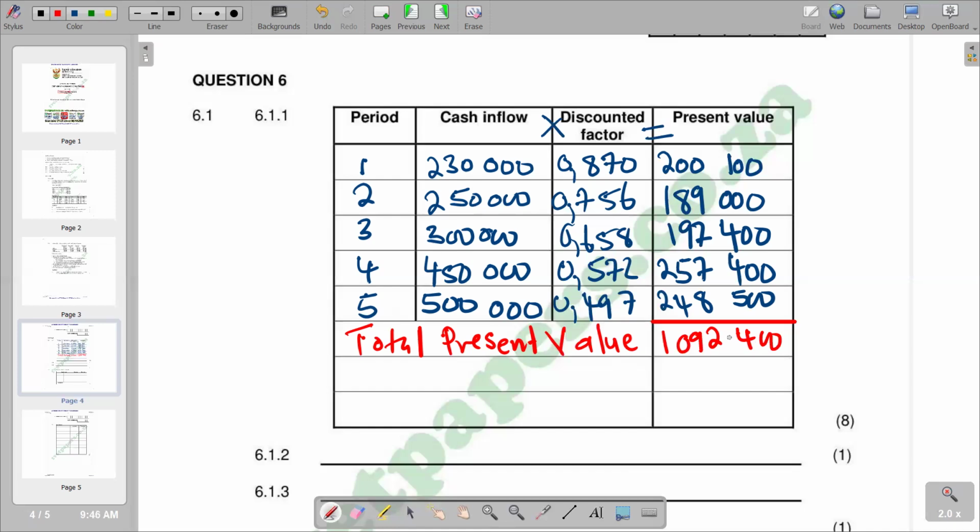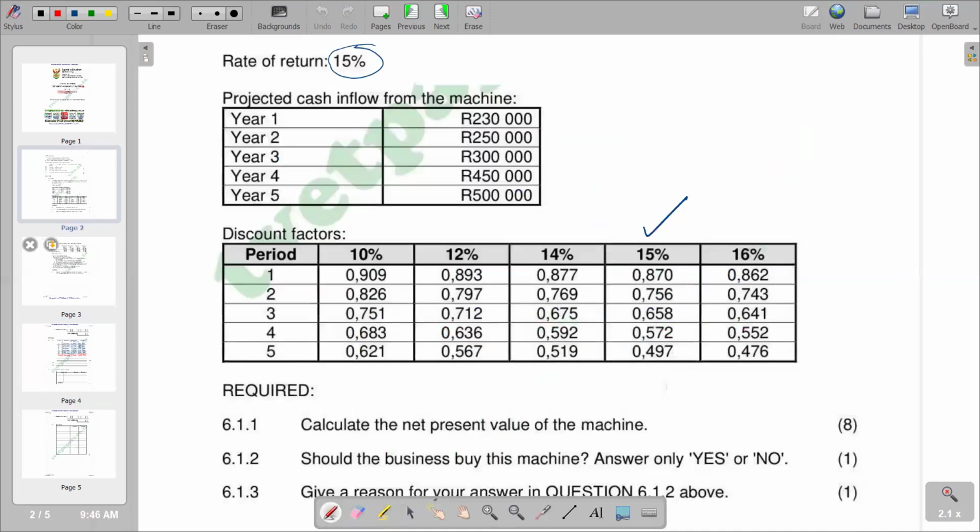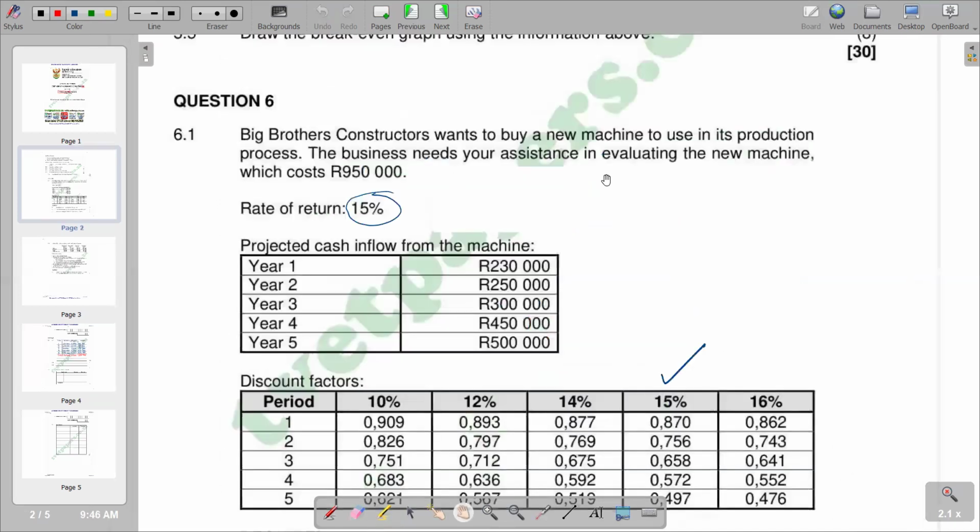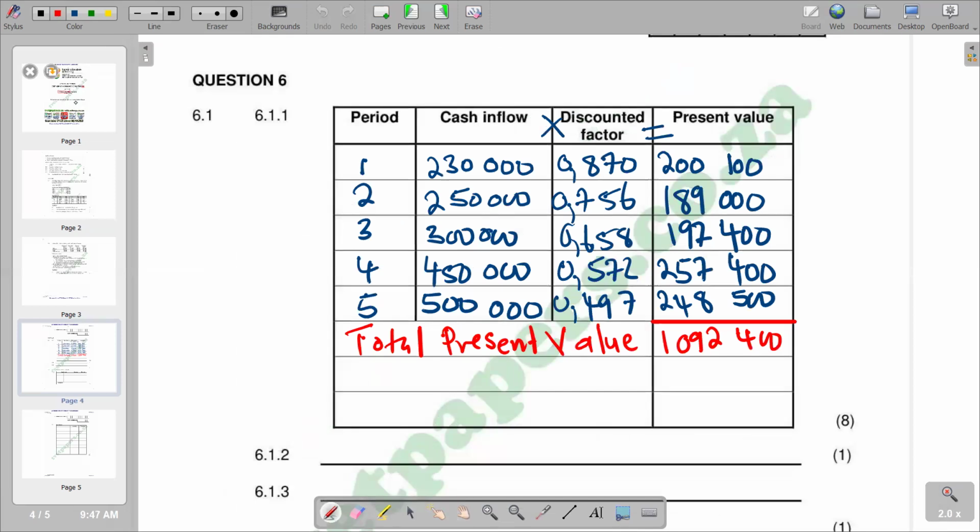Then we now remember the question. Let's refer back to the question. Our question is saying calculate the net present value. So it means we have to subtract the cost price, which we can refer back to be 950,000. The business needs your assistance in evaluating the new machine, which costs 950,000. So we take 950,000 as our cost. So we come here and say less: cost price of machine, 950,000.